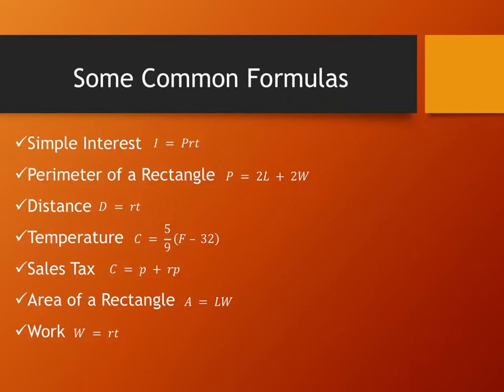Another version of this that you may be familiar with is a version that looks like this, where sort of the P gets factored out in front. So you take 1 plus the interest rate, or the rate of, not interest in this case, but the rate of tax, and you multiply that by the principal or the amount of your objects that you're purchasing. Area for a rectangle, area is length times width.